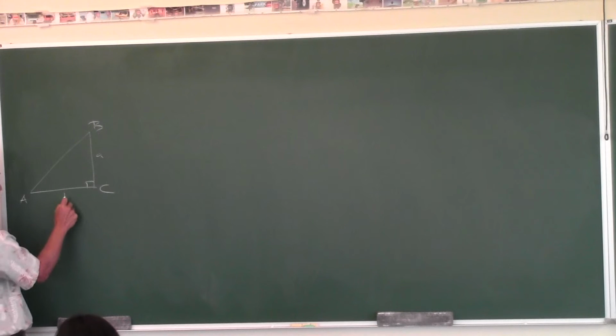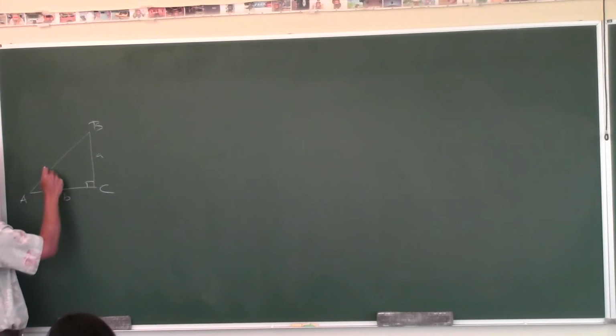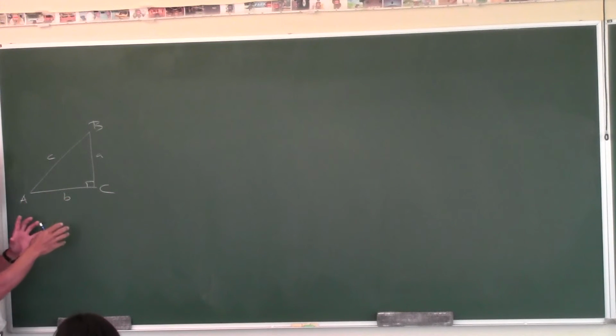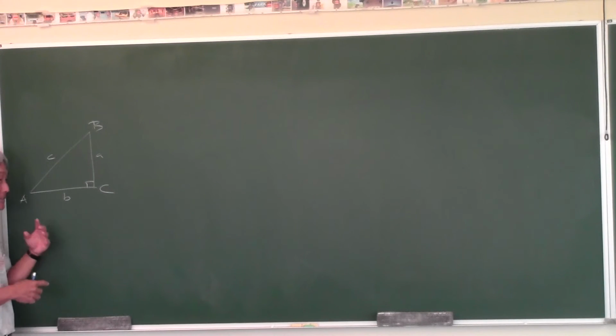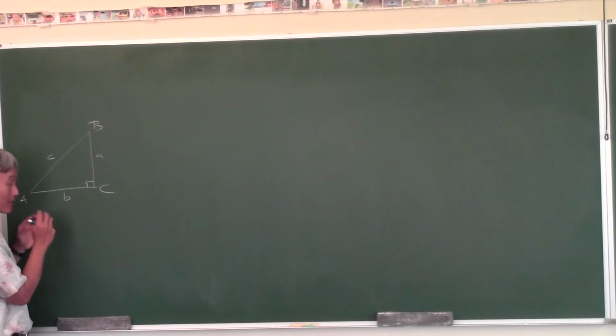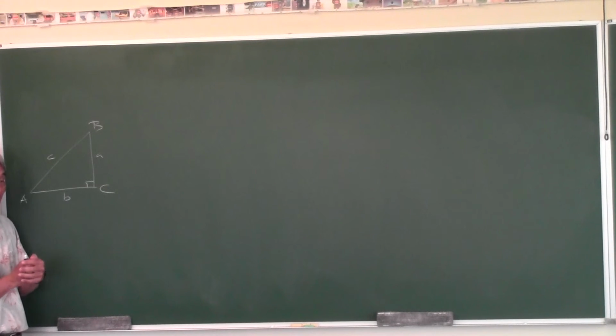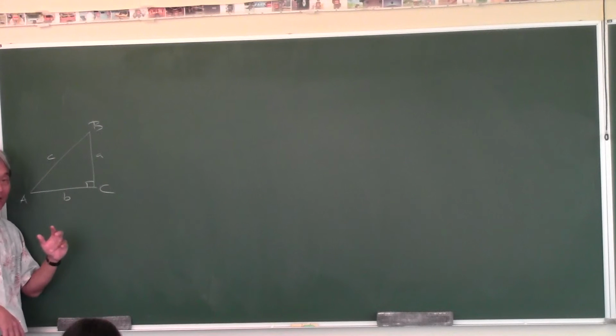So side B would be over here. See how it's opposite angle B? And side C. So lowercase represents the sides, uppercase represents the angles. Okay, so every right triangle, or every triangle for that matter, has 6 parts. Right? It has 3 sides and 3 angles. So what they're going to do is they're going to give you 3 out of the 6, and then you've got to figure out all the others.